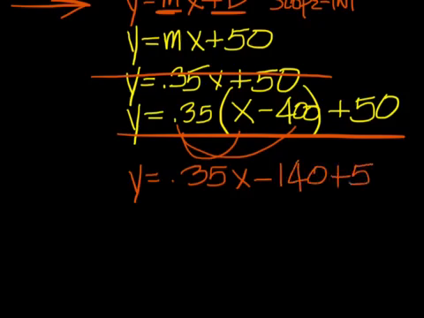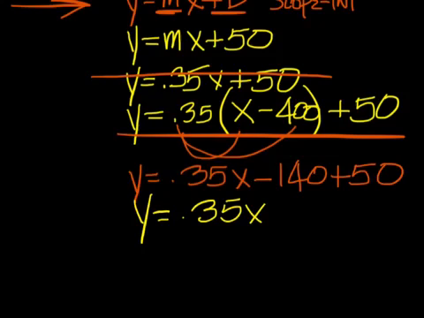Now what do I do to come up with just one number at the end of it? Add 50 to negative 140. Right, add 50 to negative 140. Minus 90 is right, yes.